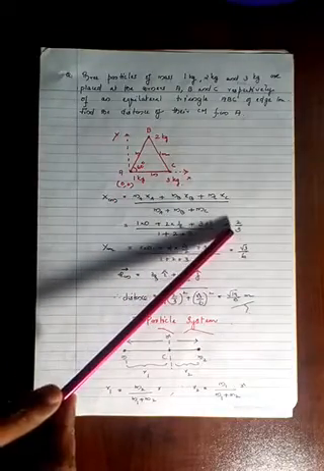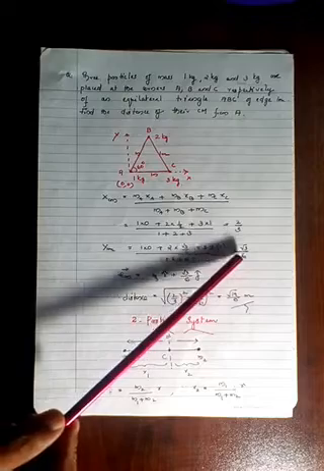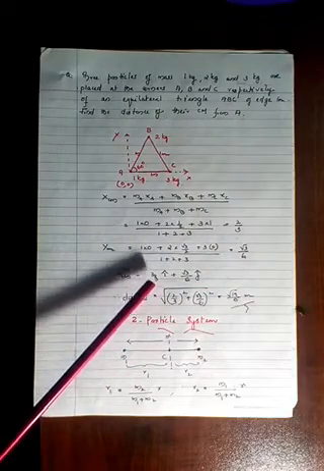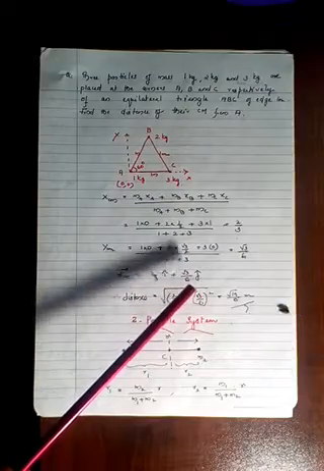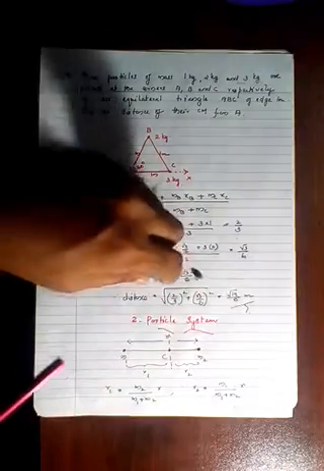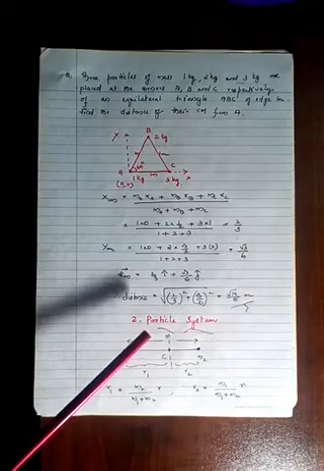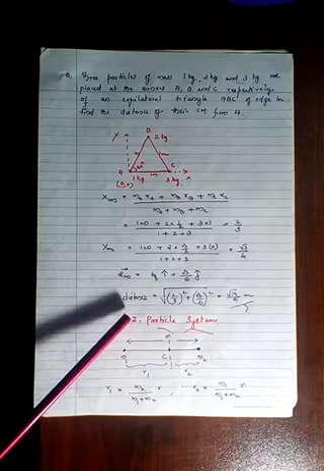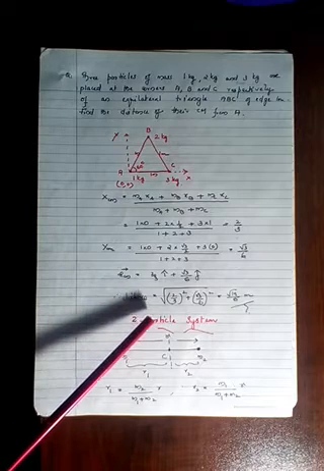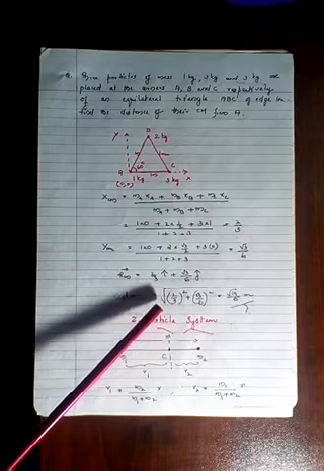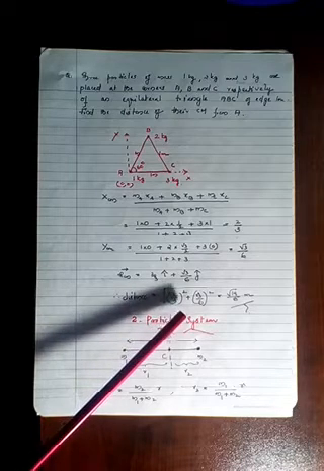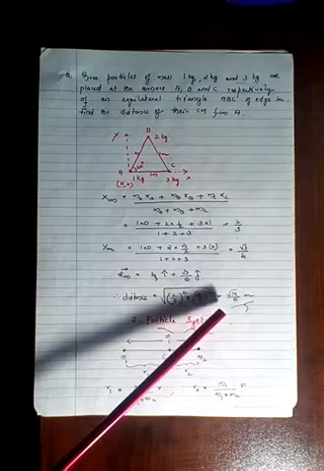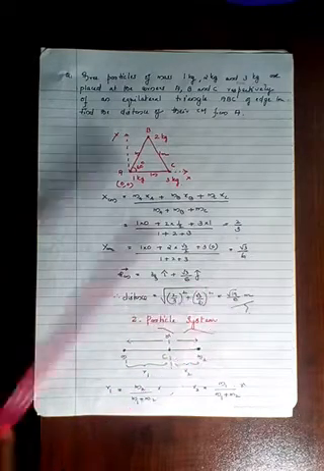X center of mass is 2 by 3, the y center of mass is root 3 by 6. So the position vector can be written as 2 by 3 i plus root 3 by 6 j. Therefore, the distance is equal to the root of (2 by 3) the whole square plus (root 3 by 6) the whole square. You get the value equal to root 19 by 6 meter.